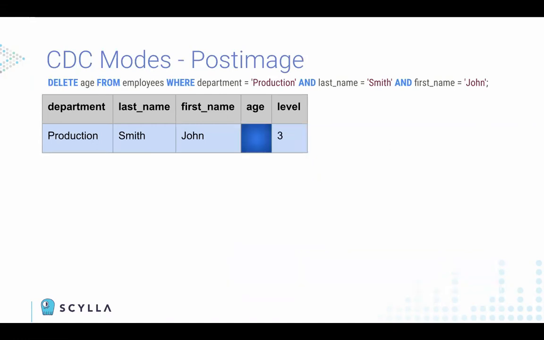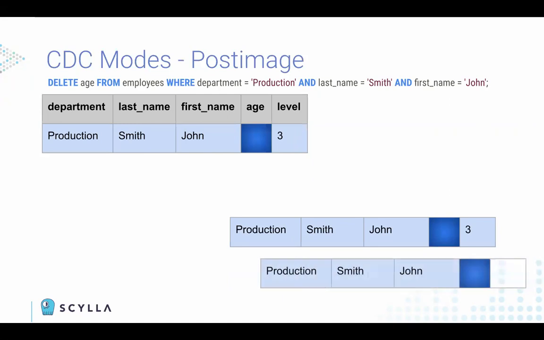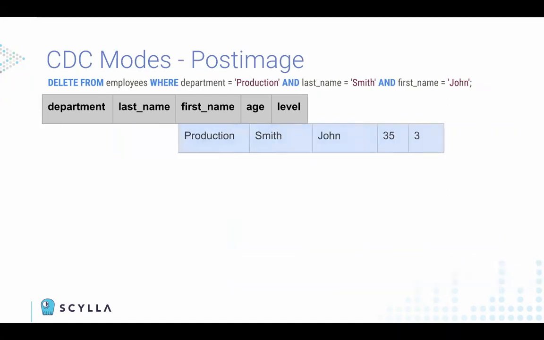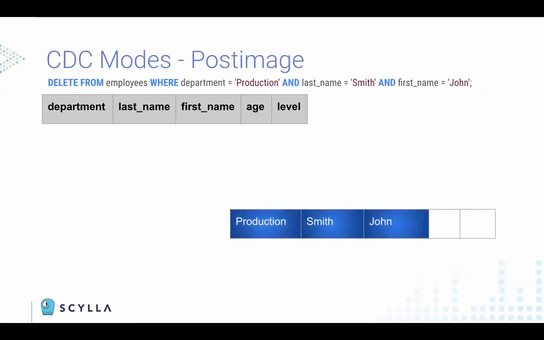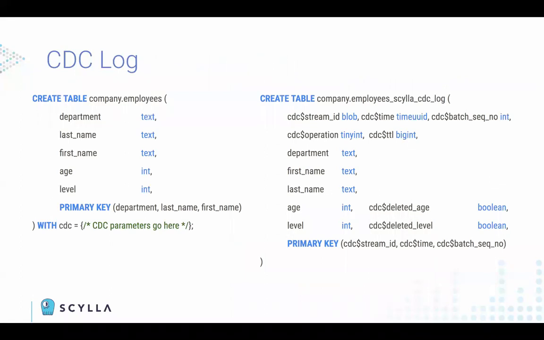Again, we can delete the age, and then the postimage will look like this with the tombstone in the age column, comparing to the delta itself. And then we can remove the whole row, and in that case, we've got just the tombstone for the row. So let's have a quick look at the way CDC stores this information.